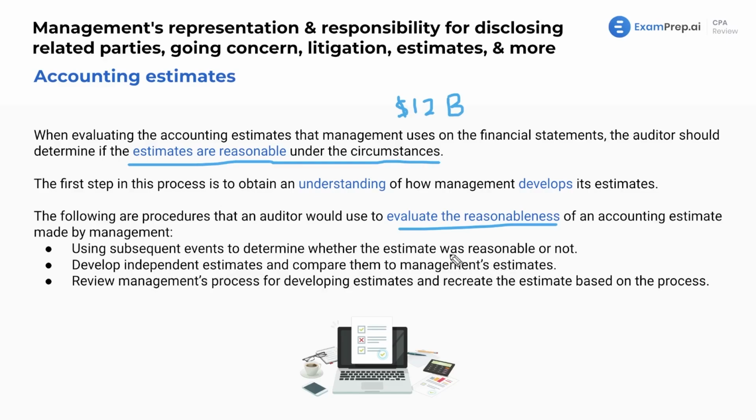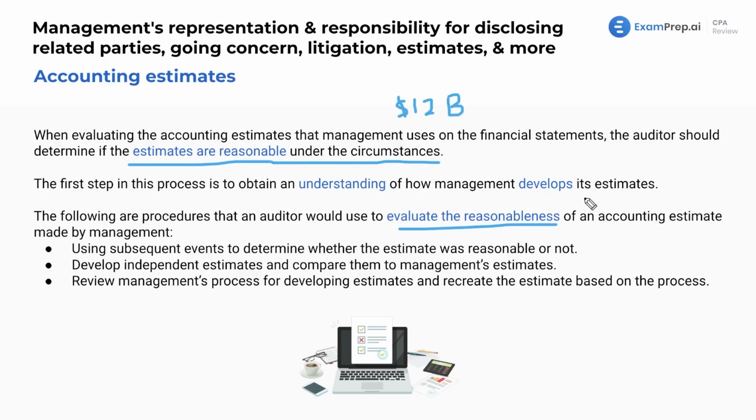You can also develop independent estimates and compare them to management's estimates. So in addition to recalculating how management did it and making sure they did it correctly, you can also use a different valuation metric. Maybe you can use multiple valuation metrics and compare and ask management, hey, we did it this way and it's not what you got. What are your thoughts on this? You talk about it, hopefully come to an agreement.